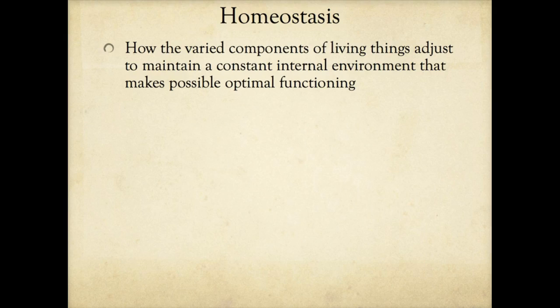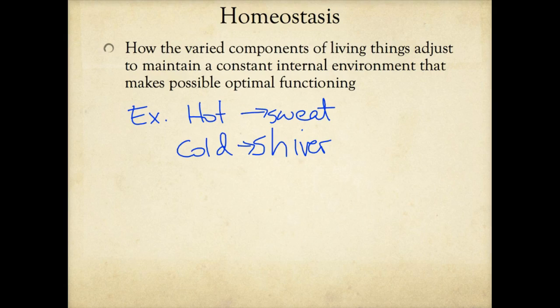So, first and foremost, homeostasis is simply the constant adjustment that is occurring in living things based on changes to the environment or changes to the internal environment. Most obvious examples, when you're hot, you sweat. When you're cold, you shiver. All of this is a response by your body based on changing conditions to maintain a constant body temperature.